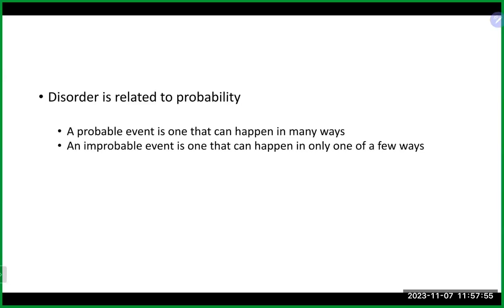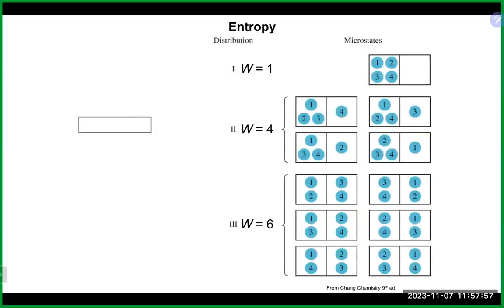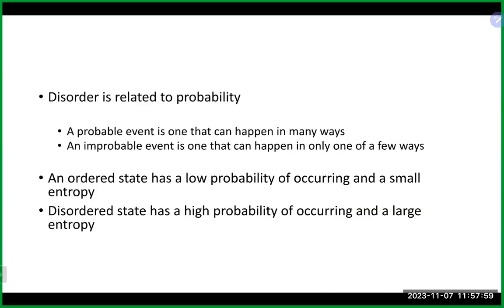So disorder is related to probability. And when we talk about probability, a probable event is one that can happen in many ways. An improbable event is one where there's only a few ways for it to occur. For example, a probable event would be if we needed to get out of a room that had like 6 doors. You could pretty much get out of the room, no problem, right? Pick a door, you get out. Pretty probable everybody's gonna get out.